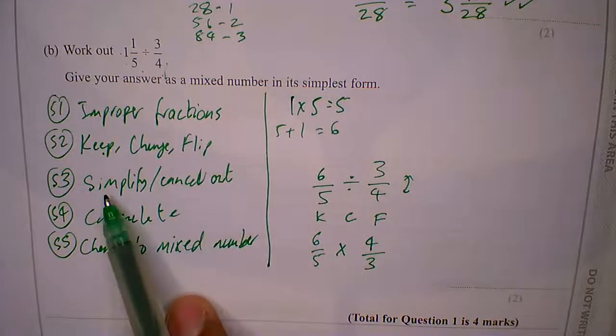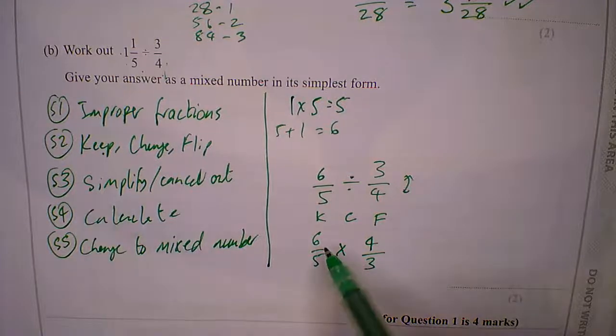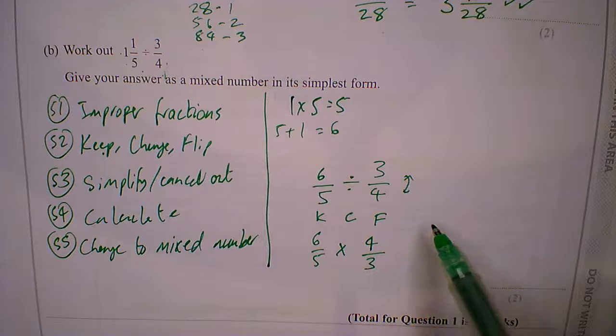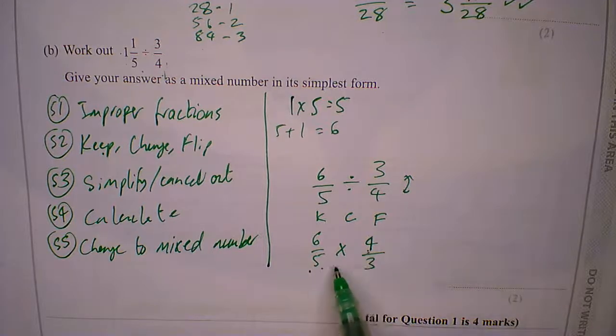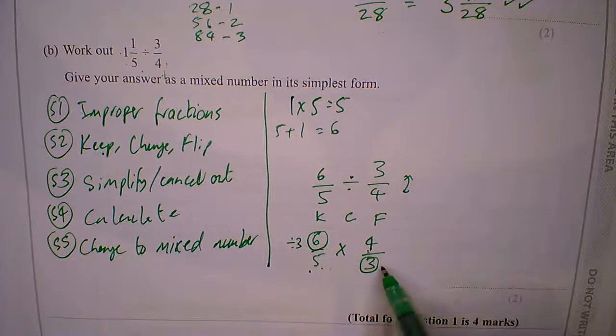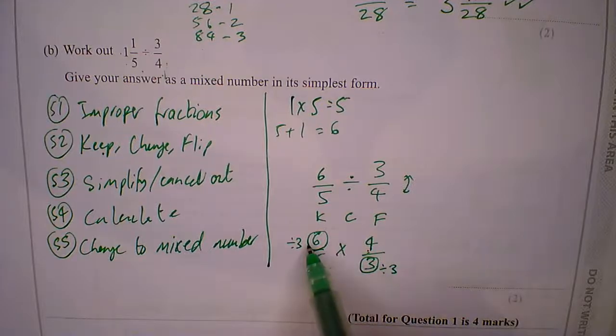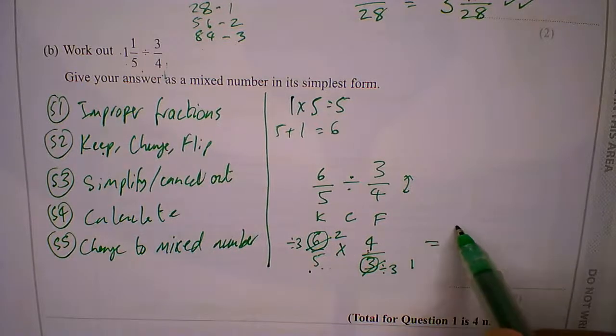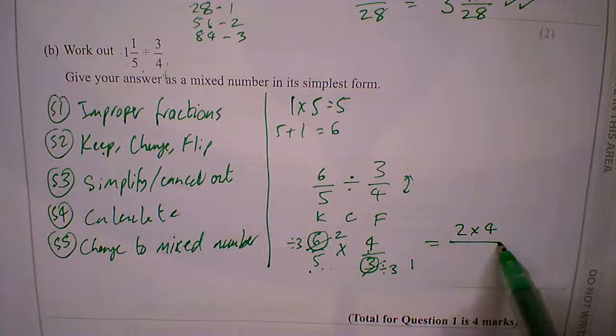Now I need to simplify or cancel out, step 3. So I'm going to look vertically. Is there anything common between 6 and 5? Nothing. 4 and 3, there's nothing common between them. Let me check diagonally. 5 and 4, there's nothing in common. But if I look here, I've got something in common between 6 and 3. I can divide by 3. So that becomes 2. And that becomes 1. So I'm going to rewrite this as 2 times 4 all over 5 times 1.